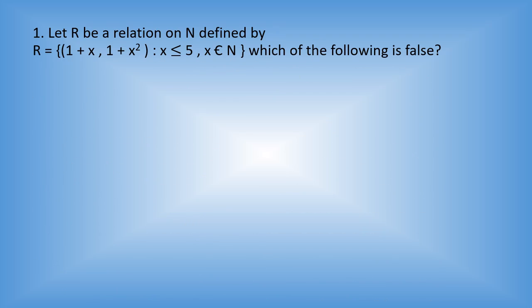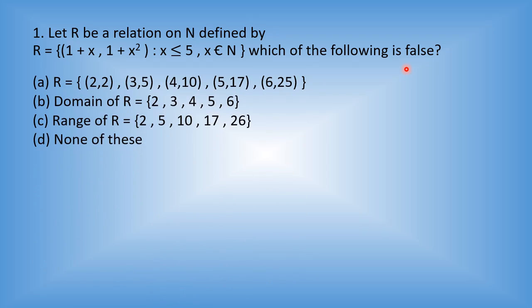The first question is: let R be a relation on N defined by R equals, within the flower bracket, ordered pair (1 plus x, 1 plus x square), such that x is less than or equal to 5 and x belongs to N. Which of the following is false? So there are some statements. We have to find which statement is false here. Let's see the statements.